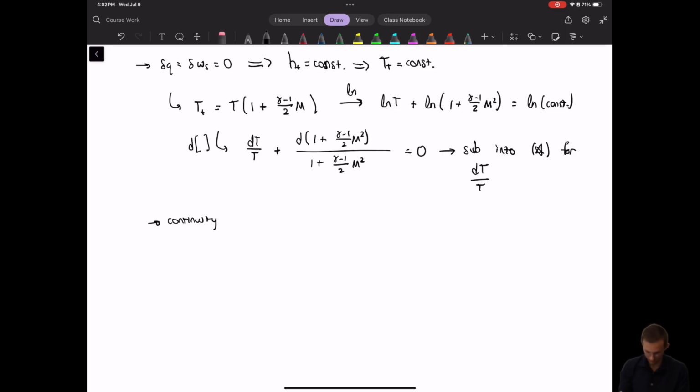Which, if we use our relations between the velocity and the Mach number and everything, it just tells us that p times m over the square root of t is equal to a constant. That's basically your rho v being constant, your mass velocity being constant, right?